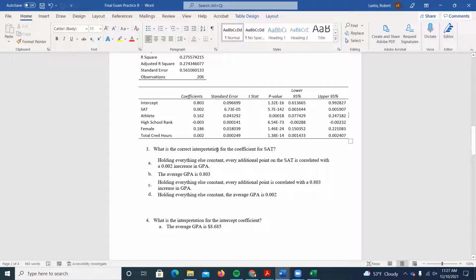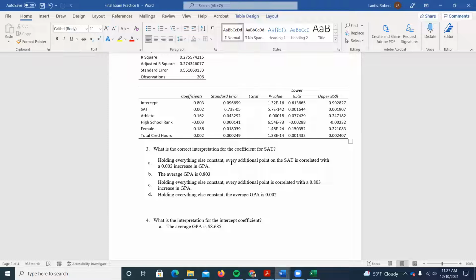So what would be the correct interpretation on that coefficient for SAT? We've done this one a couple times, so hopefully we're getting familiar with it. It's a 1 unit change in my X variable. So scoring 1 more point on my SAT would predict that the predicted GPA would go up by 0.002, holding everything else in the regression constant, right? So holding everything else constant, every additional point on the SAT is correlated with a 0.002 increase in my Y variable GPA, okay?